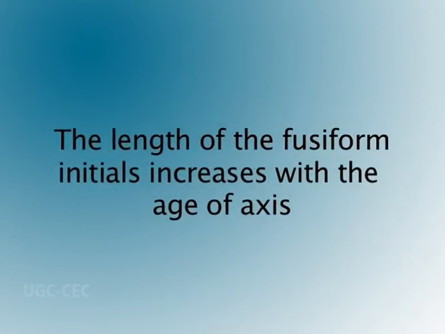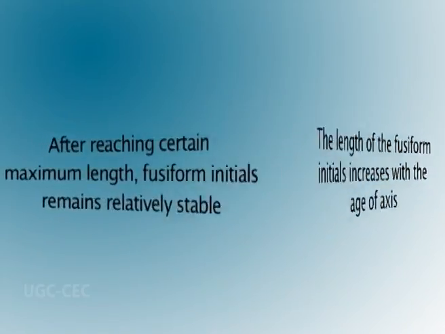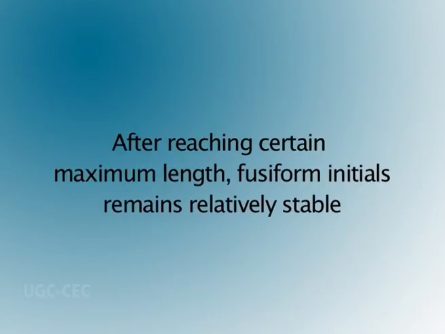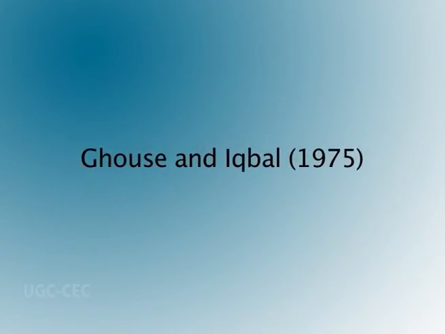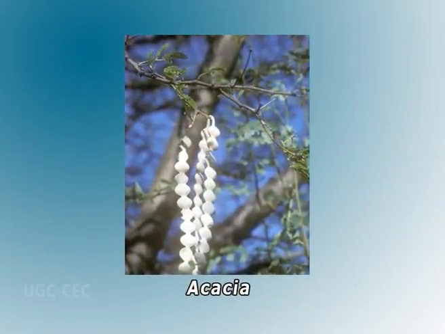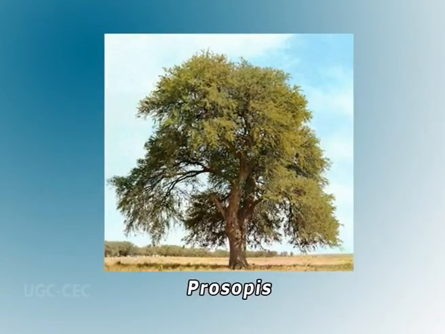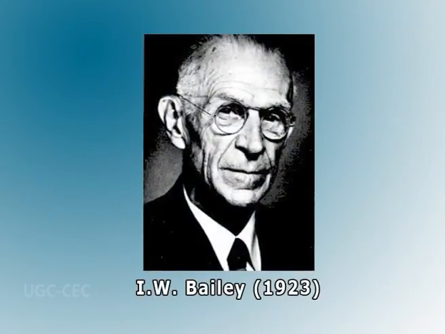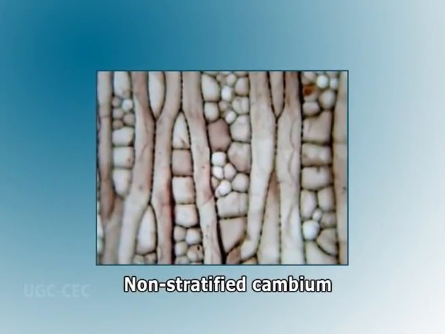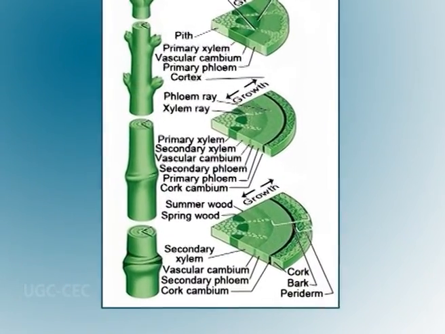Generally, the length of the fusiform initials increases with age of the axis, but after reaching a certain maximum, it remains relatively stable. However, Ghouse and Iqbal 1975, in certain arid zone species of Acacia and Prosopis, have found the length of the fusiform initials to fall shorter than the lower limit reported by Bailey 1923 for non-stratified cambium. The changes in the size of the fusiform initials bring about similar changes in the secondary xylem and phloem cells derived from these initials.